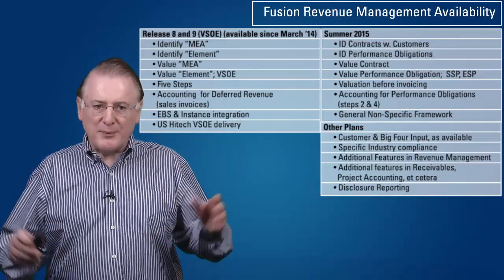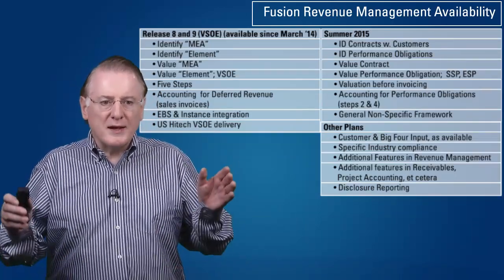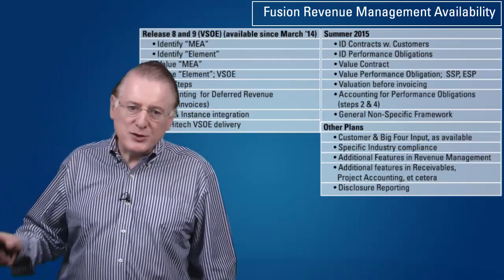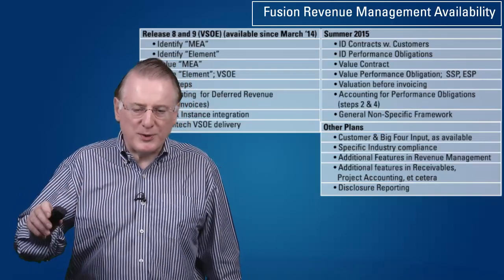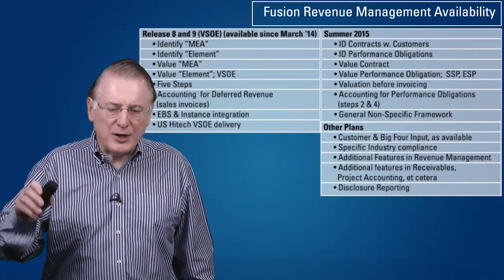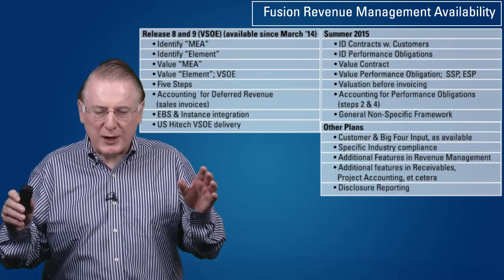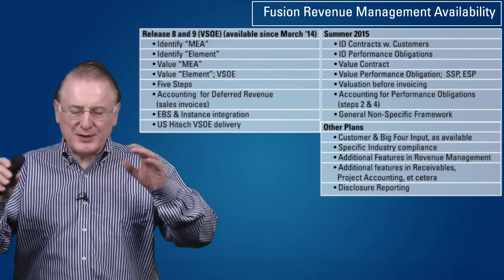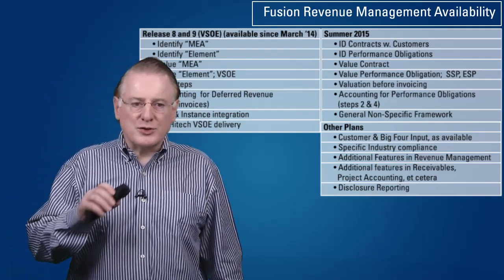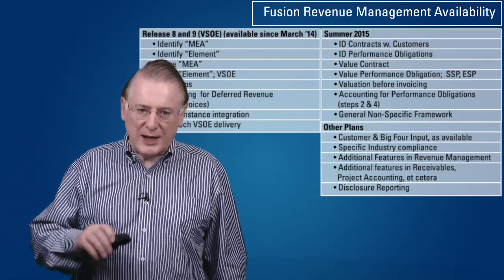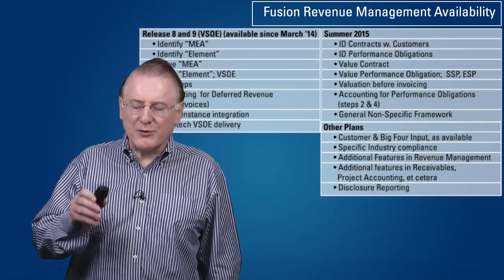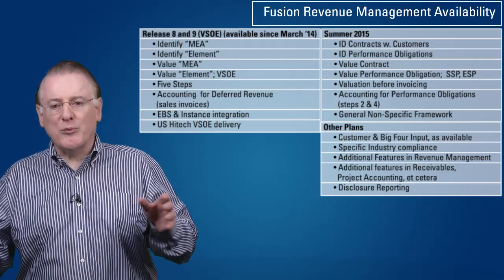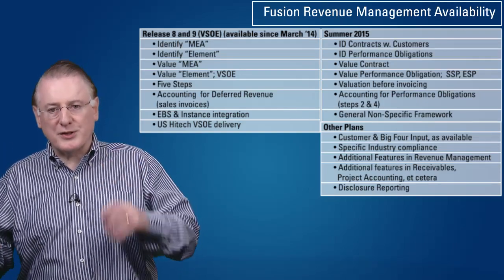Today we've got the five steps. That's perfect, so we're leaving it alone. Today we account for deferred revenue, which are sales invoices. Tomorrow we'll account for performance obligations, and we'll also do the valuation before we invoice. So we'll do the valuation orthogonally to invoicing. It's not really a sequence thing, it's a valuation thing. Today we have EBS and instance integration. That will continue. Today we do high-tech VSOE delivery, and we're going to make that a little bit more general, a little bit more welcoming to other industries.